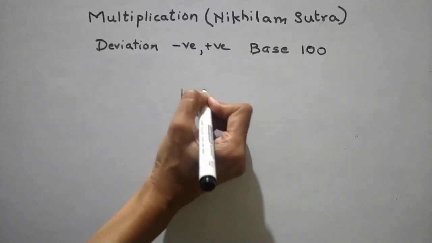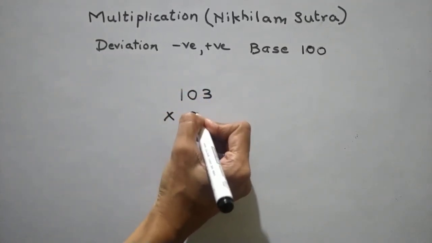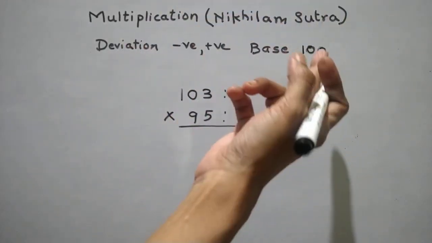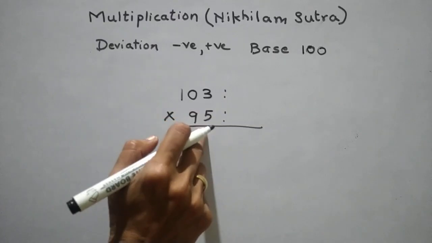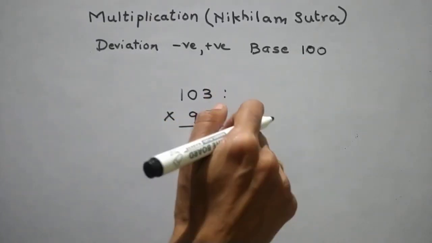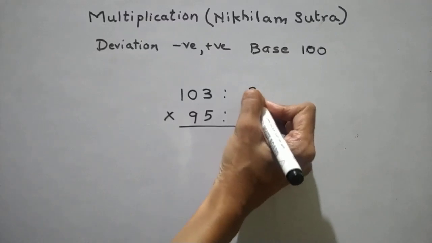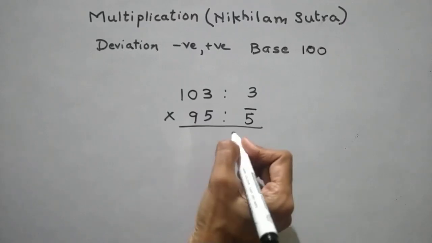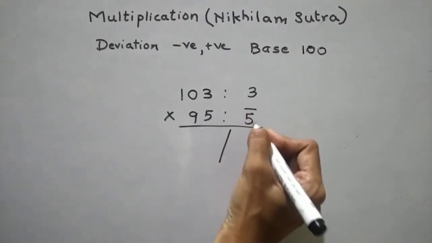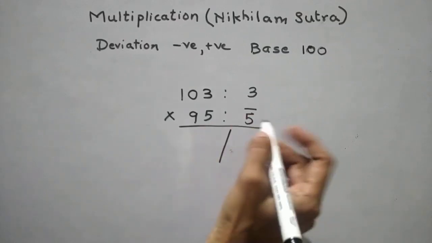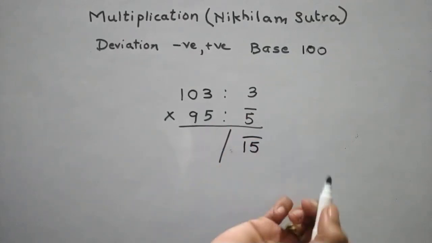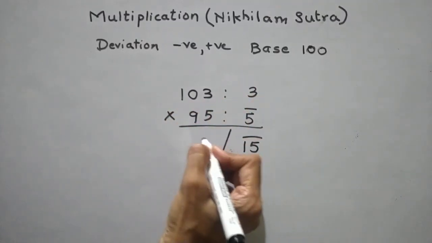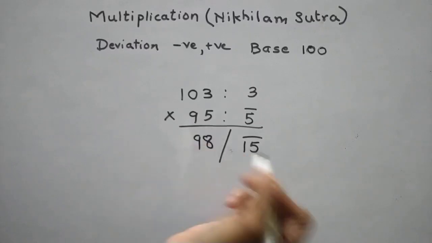Now let's take 103 multiplied by 95. In this case one number is near the base but greater than the base, and one number is near the base but less than the base. Here the deviation is positive, plus 3, and here the deviation is negative, so we have 5 bar. Now 3 into minus 5 is minus 15, and 103 minus 5, or 95 plus 3, both give you 98.